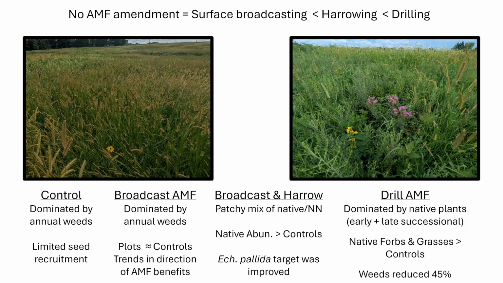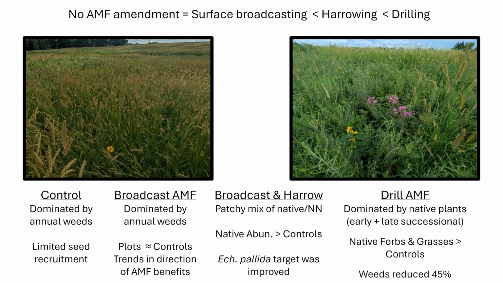So this is throwing the inocula just on the soil surface. Broadcast and harrow, remember that was the thing that kind of raked it in a little bit, seemed to work a little better. It was patchy though. Some plots had a lot of native plants, and other plots it didn't work quite as well. So it was an intermediate response, although there was significantly more native plant establishment with harrow. And they put like, I don't know, 10 pounds per acre of Echinacea pallida, some ridiculously high number. They were really excited about it, and that one did respond too, so they were happy about that.